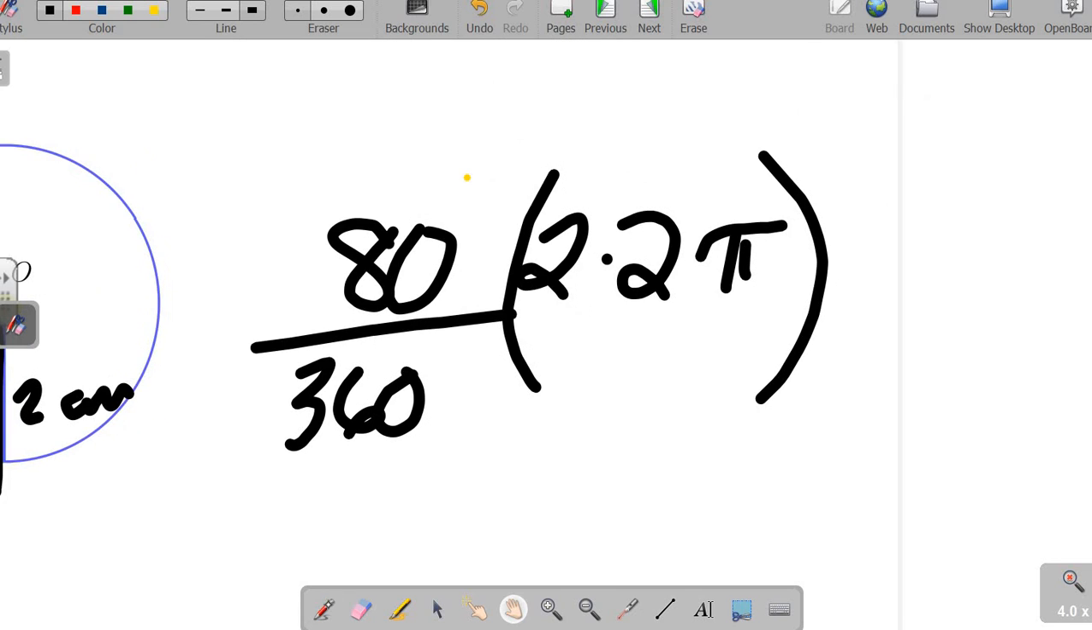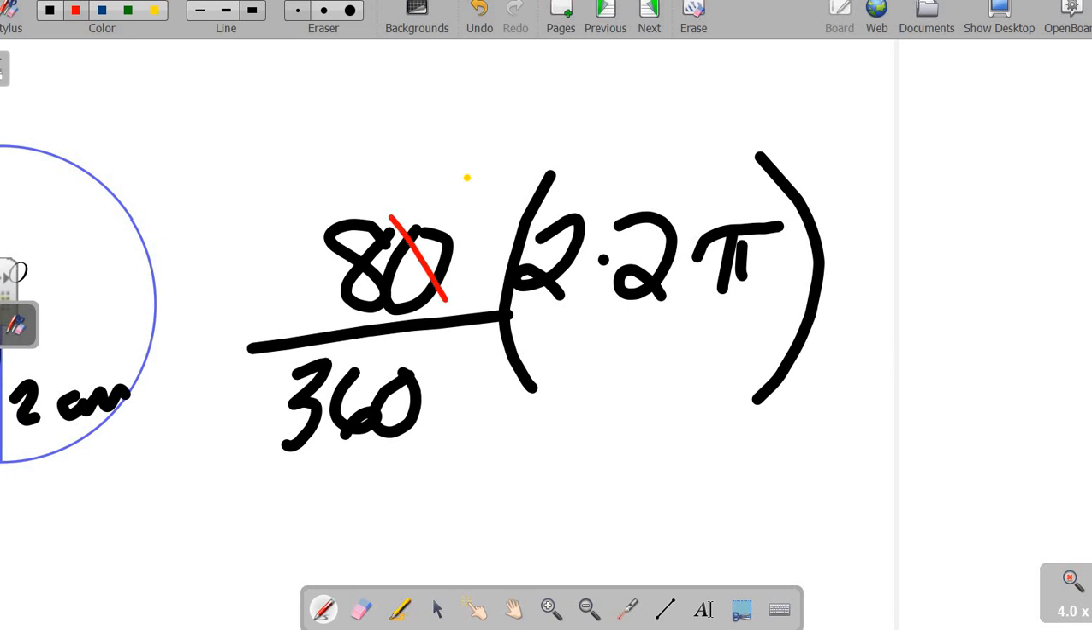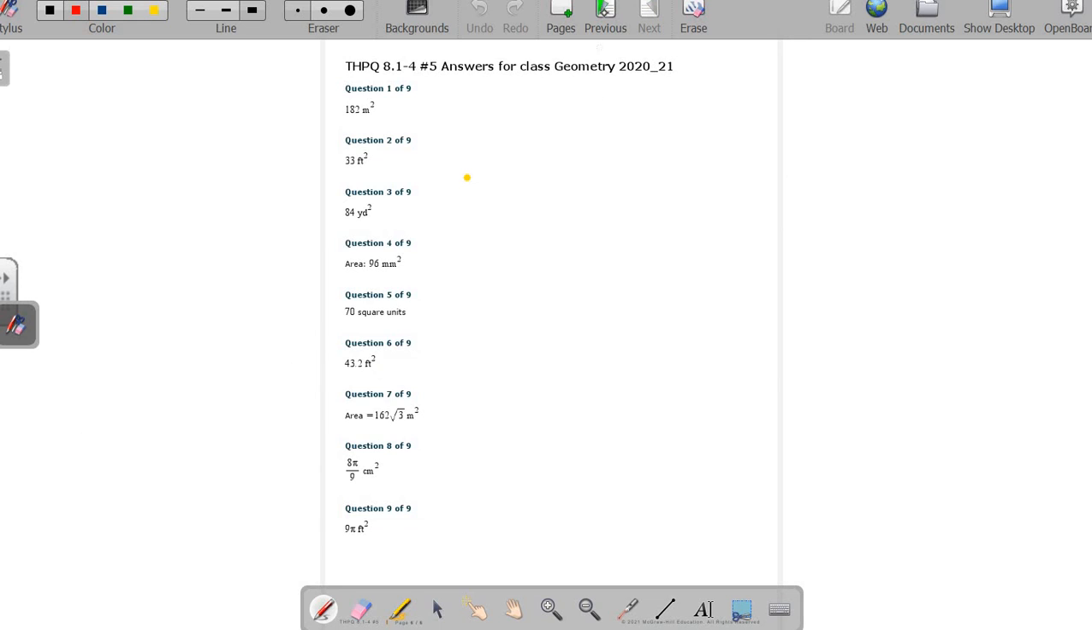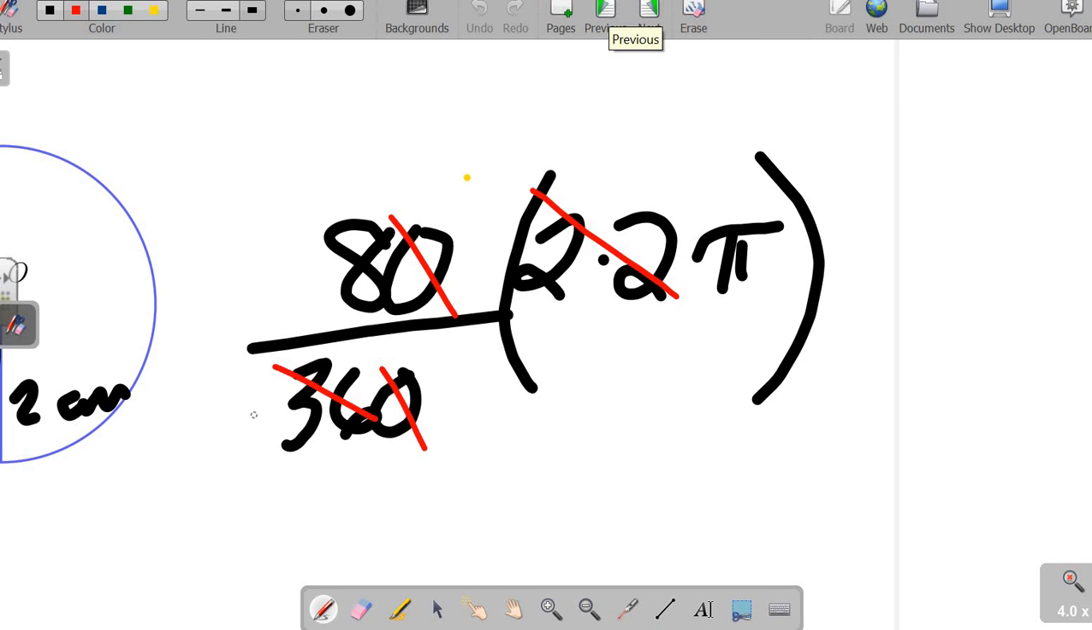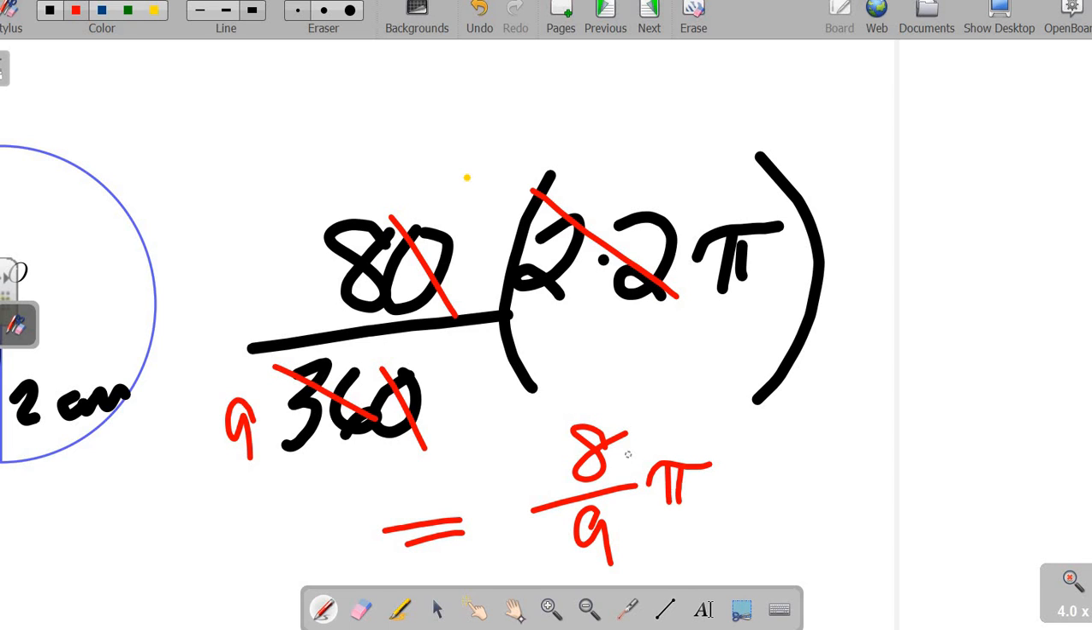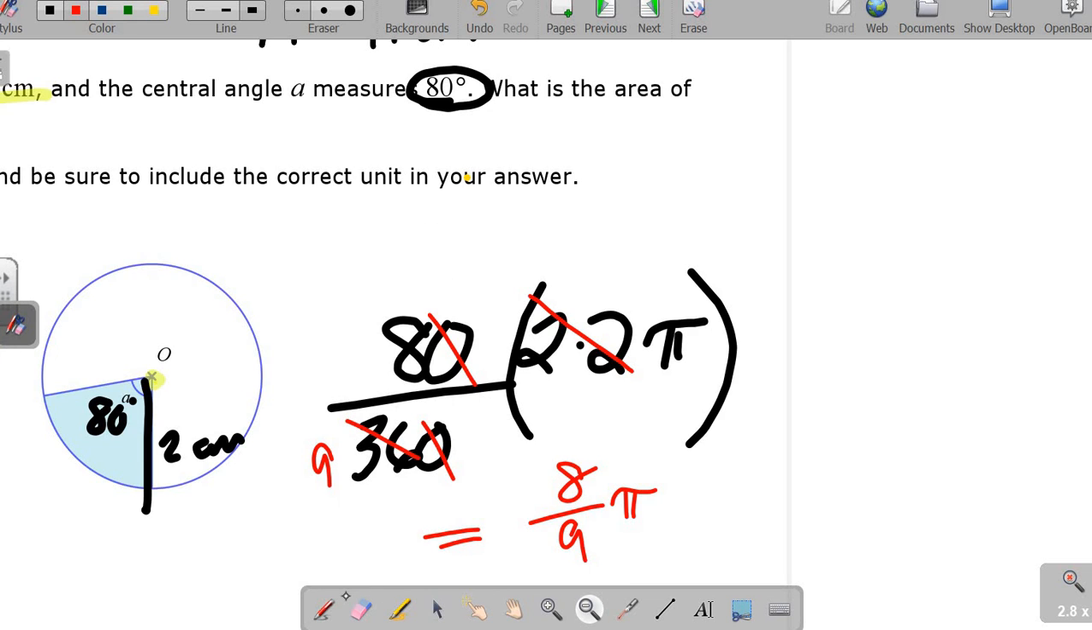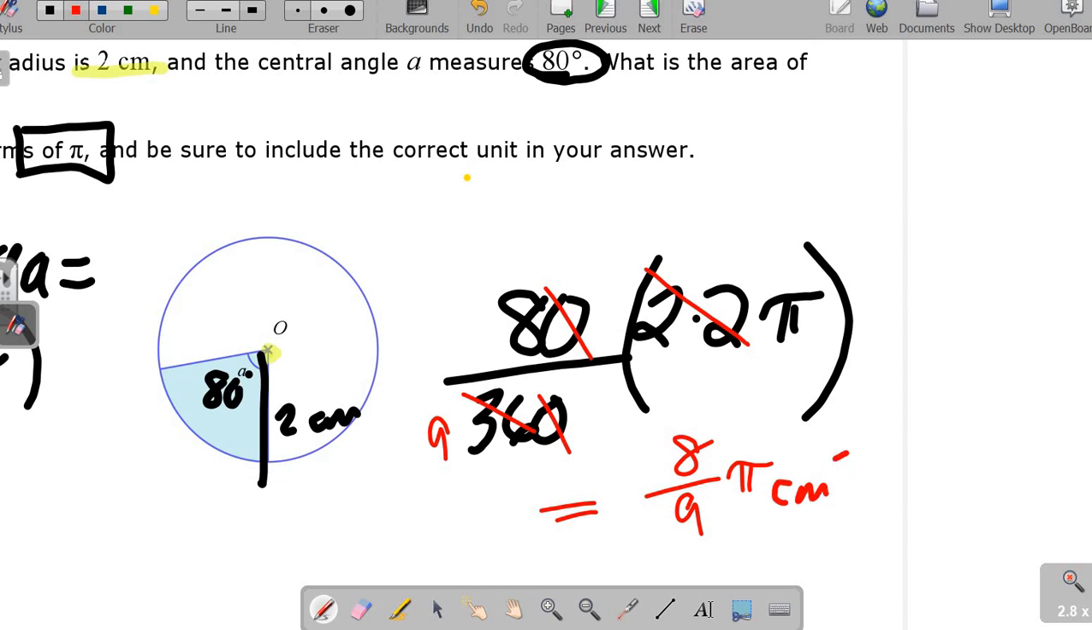Now we just reduce the daylights out of everything. So the zeros cancel. That's 4 goes in there. 36, 9 times. So our final answer is going to be 8/9 pi. Check units. Units. Centimeters squared. Exact form, fraction with the pi sign.